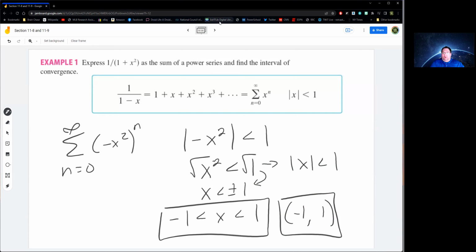Unlike what we did before, we don't have to test the endpoints, because in a geometric series, if it equals 1, it diverges. And we know that. We didn't do the ratio test, so we don't have that ambiguity part.